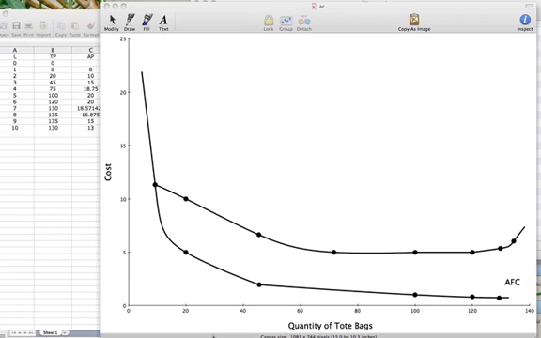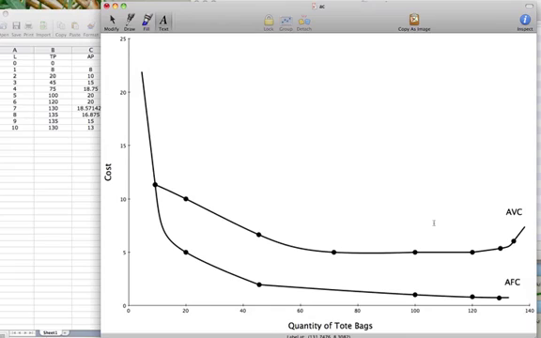If average fixed cost was our only cost, then we would simply continue producing units to infinity, because that would lower our per unit cost. But we also have average variable cost to consider. An average variable cost initially decreases and then it begins to increase.